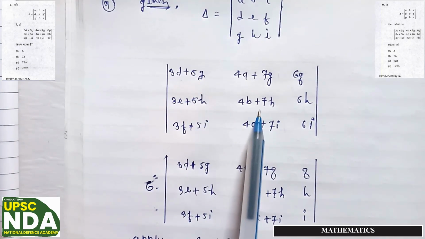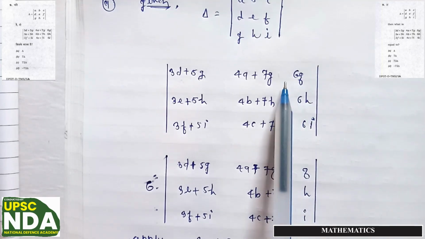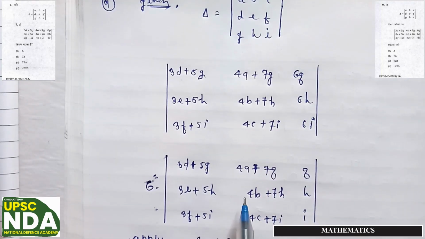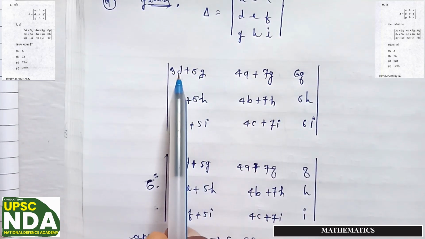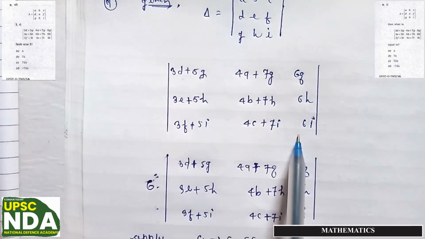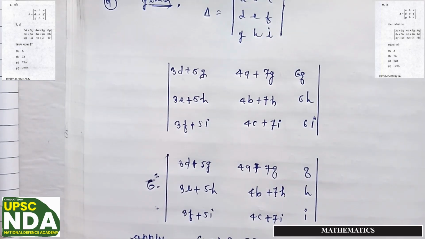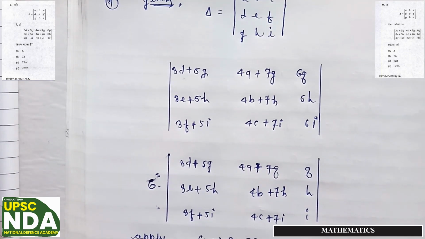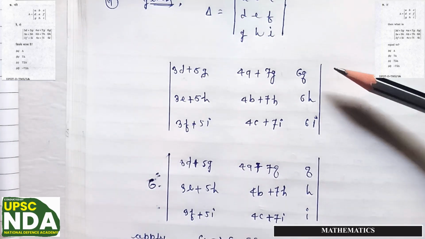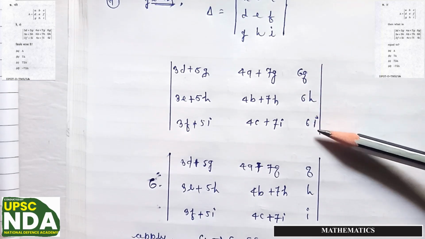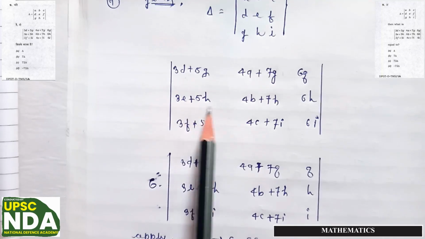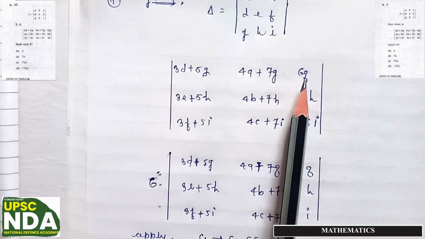How can we reduce this one? It is easier to take a constant out of any row or any column. Here we can see 3D plus 5G, 4A plus 7G and 6G. This is the first row, this one is the second, and this one is the third. Now you can take any element common from any row or any column, but the condition is that the element needs to be the same everywhere. Here we can see 6G, 6H, 6I. The 6 is the same everywhere in this column. You don't have anything the same in a row or another column, but you do have it in the third column itself.